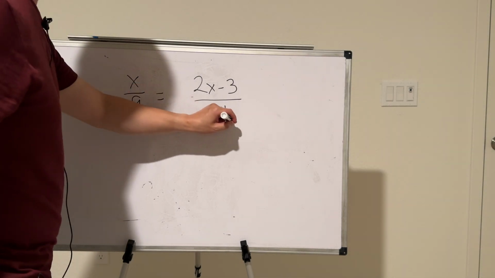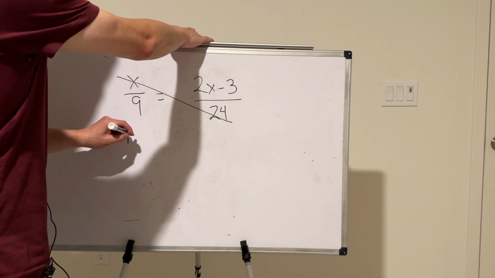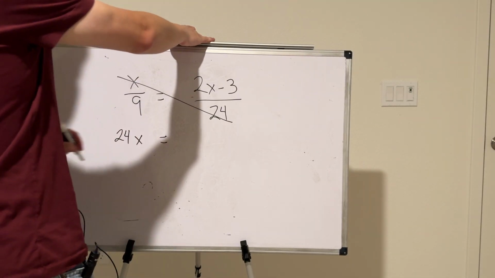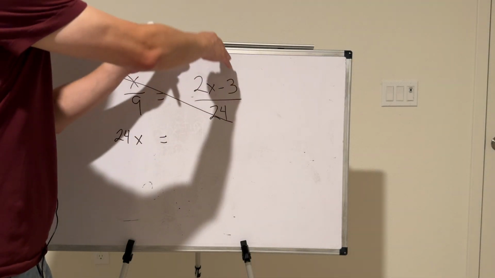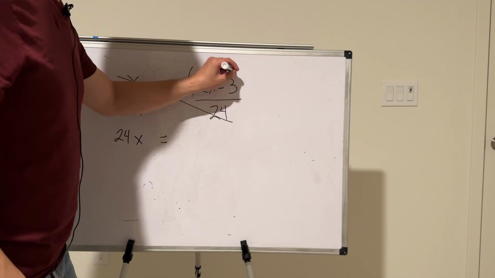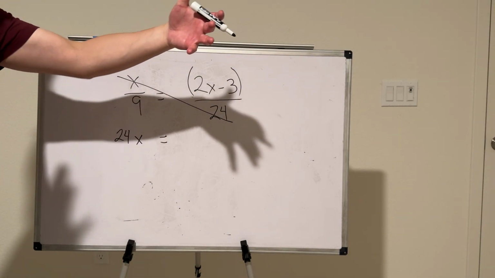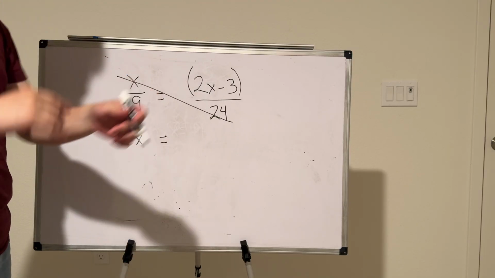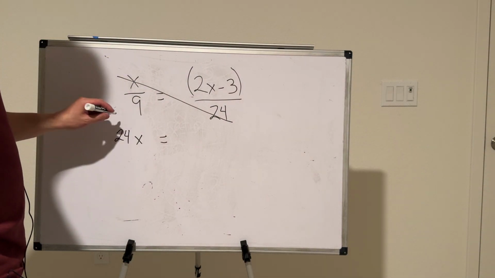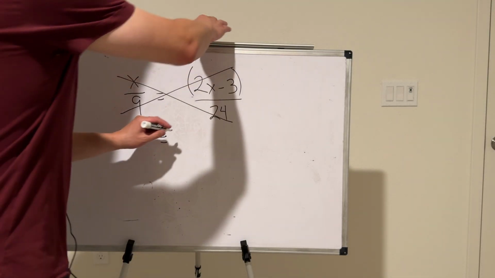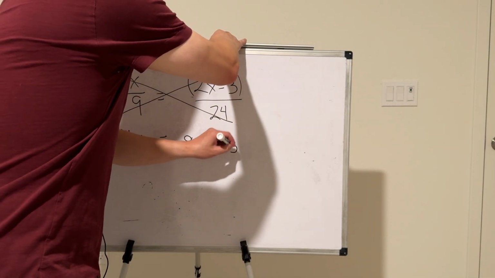I'm going to go x times 24. So this is 24 times x. Remember that this binomial is one group, it's one unit, so you have to multiply the whole thing by 9 when you do the cross multiplication. So when I do this part of it, it's 9 times 2x minus 3.